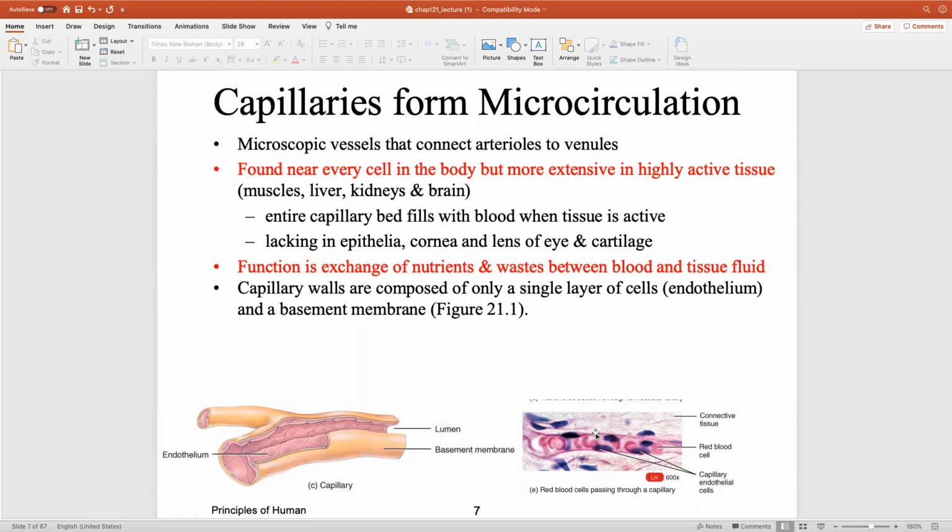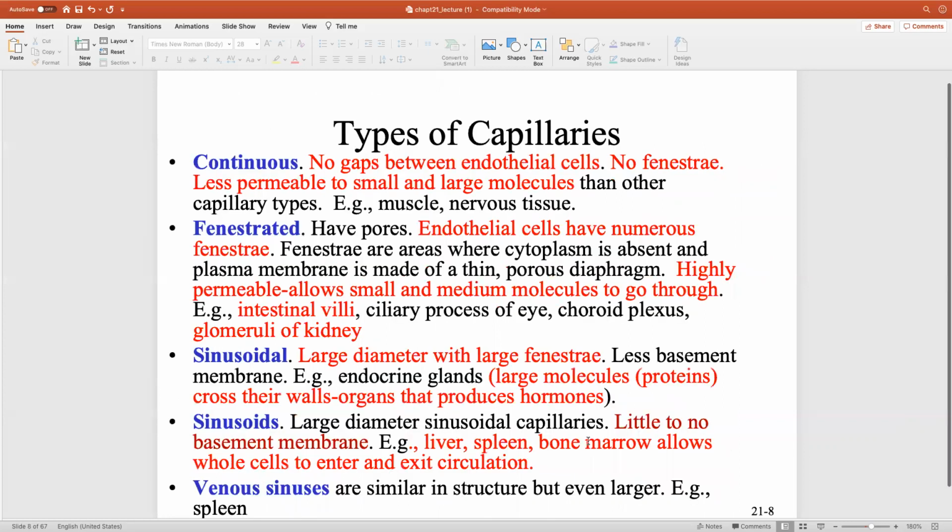So the thin walls allow oxygen and gases and fats to just diffuse in and out due to the law of diffusion. They're found near every cell in the body, but very extensive in highly active tissues. Makes sense, right? The more active the tissue, the more energy, the more blood it requires. Function is to exchange nutrients and waste between blood and the tissue fluid, which then allows you to exchange it from the tissue fluid to the cells themselves.